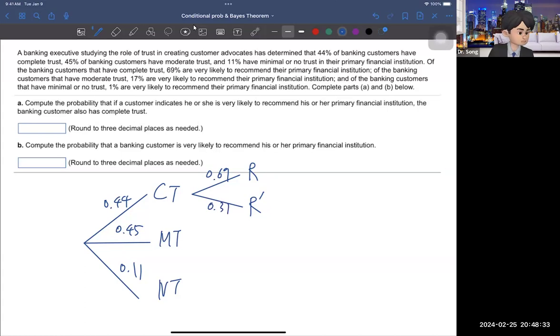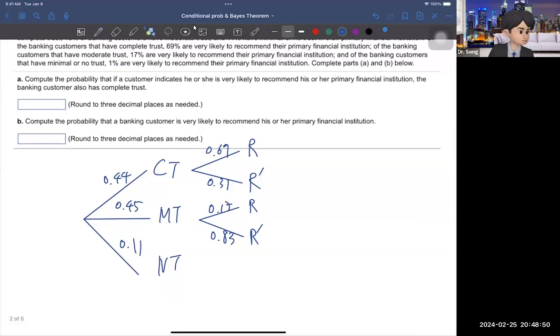Moderate trust, on the other hand, 17%. So here you see that 70% of this moderate trust recommend their institution. So 0.17 R and R complements. So this is automatically the 83 because it's the complement. And then 1% of the minimal trust or the no trust, they recommend their institution.